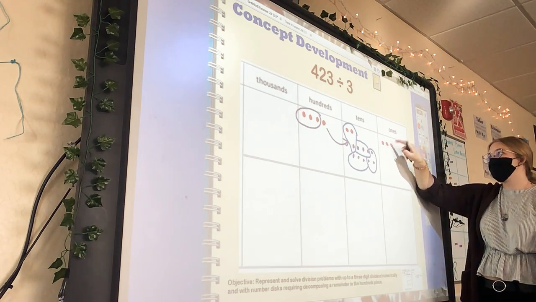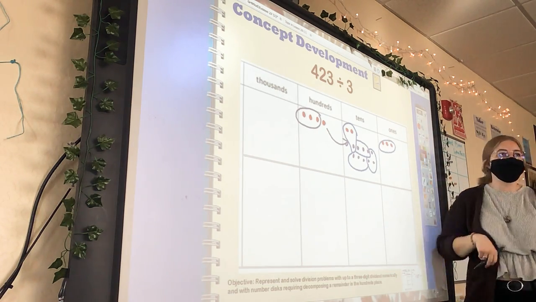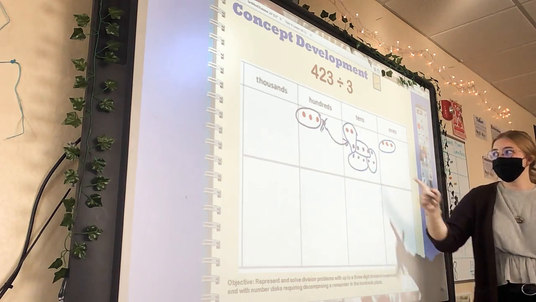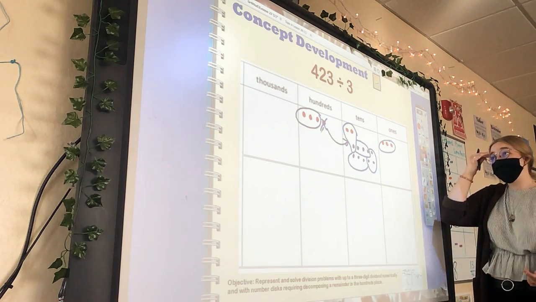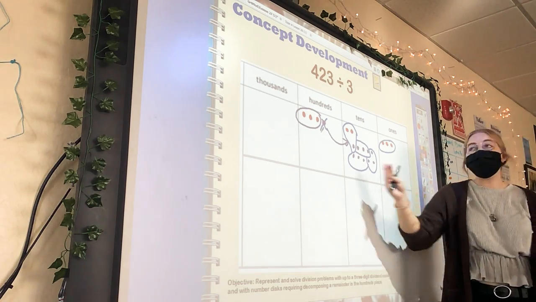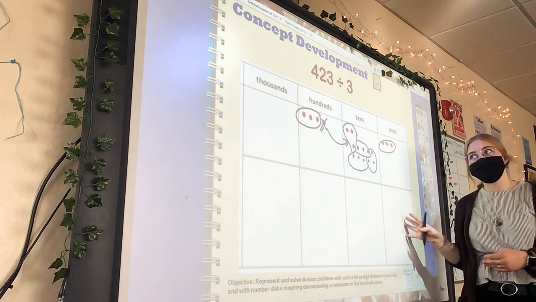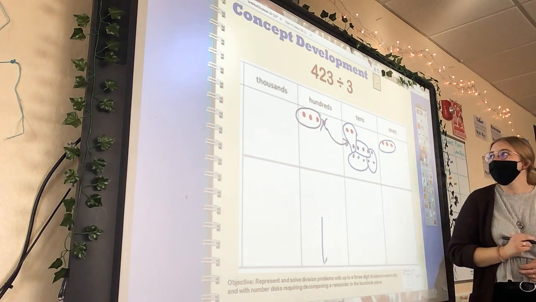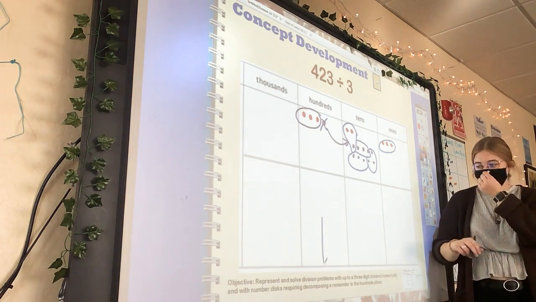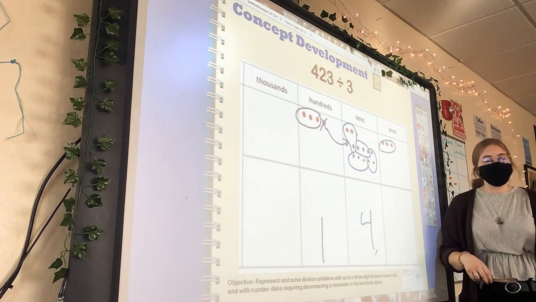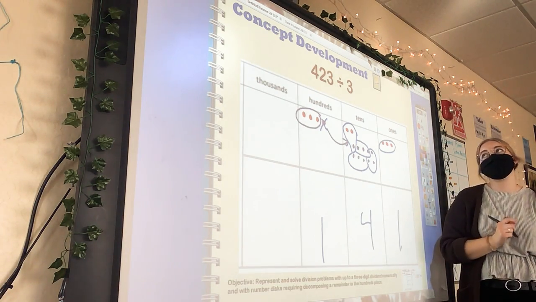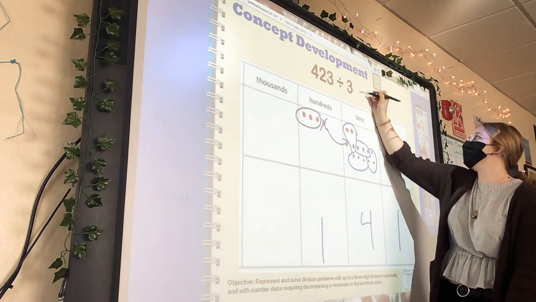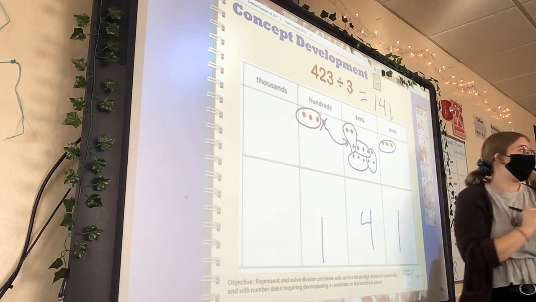So now I have 1, 2, 3, and I circle it. Do I have any discs that are not taken care of? No. This one moved over here, so they're all taken care of. Now I just have to show how many groups of 3 I was able to make in each place value. How many in my hundreds? 1. How many in my tens? 4. How many in my ones? 1. So 423 divided by 3 is what? 141.